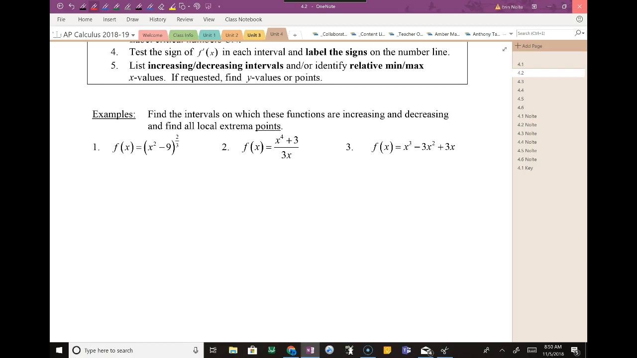So how do you find critical values? Derive it. So step 1, we are going to derive this function. Which rule are we going to use in order to derive it?